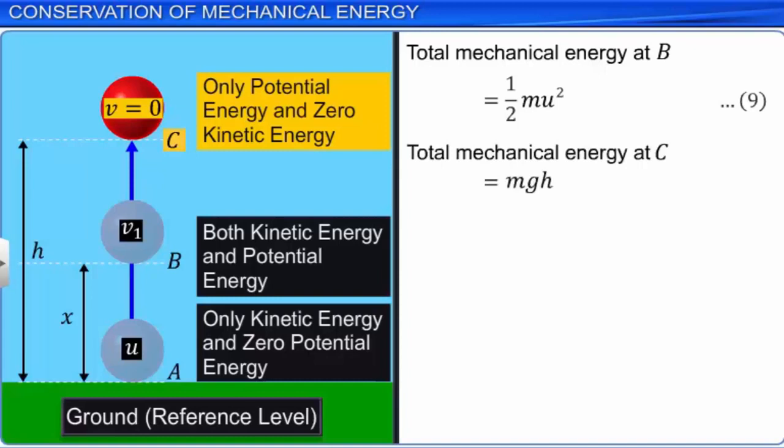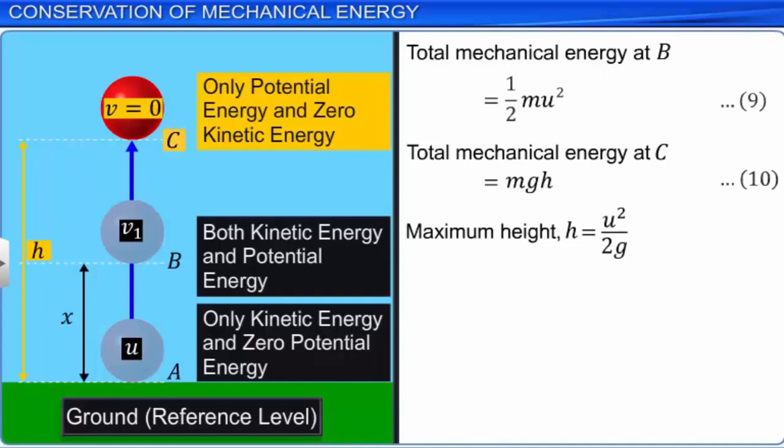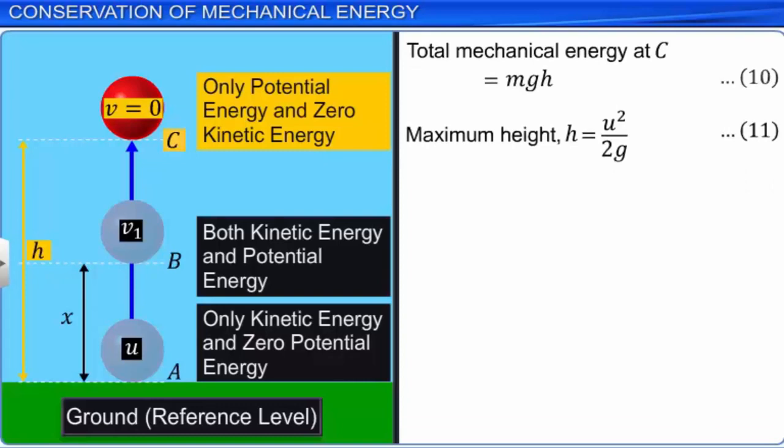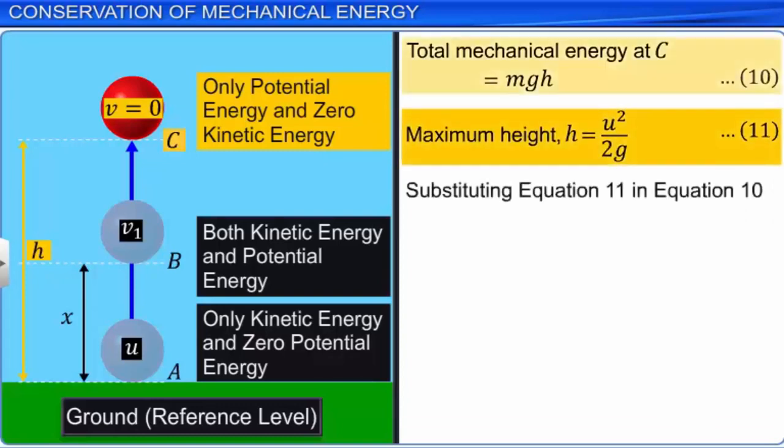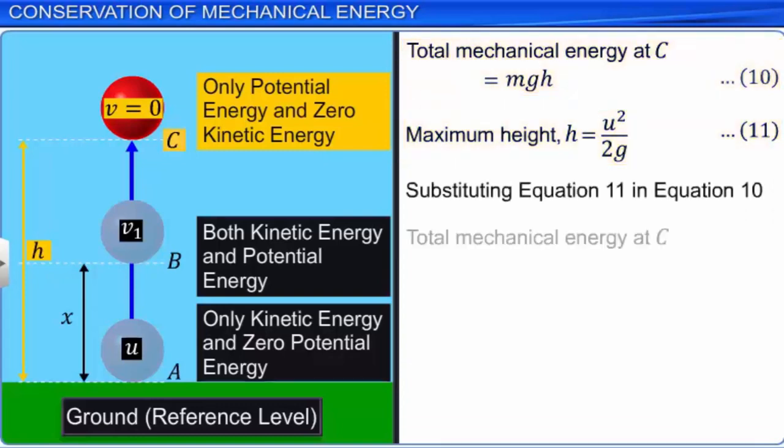Let this be equation 10. We learnt earlier that the maximum height h reached is denoted by the expression u square by 2g. Let this be equation 11. Substituting equation 11 in equation 10, we get the total mechanical energy at C is equal to mg into u square by 2g. And on simplifying, we get the total mechanical energy at C is equal to half mu square.